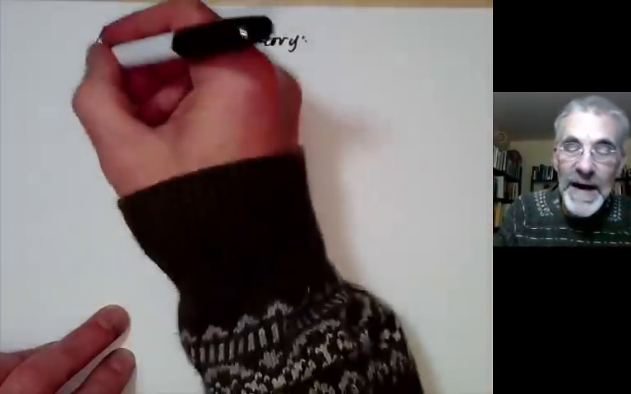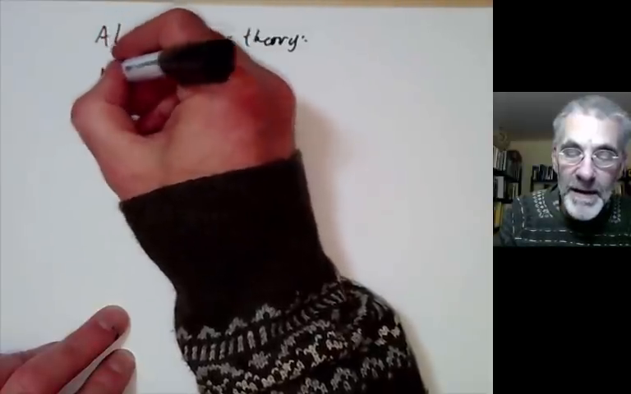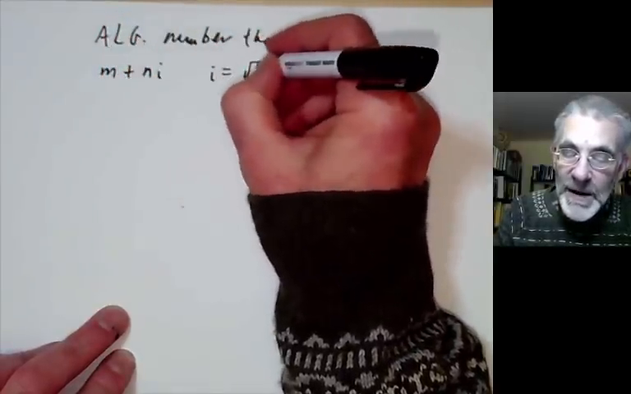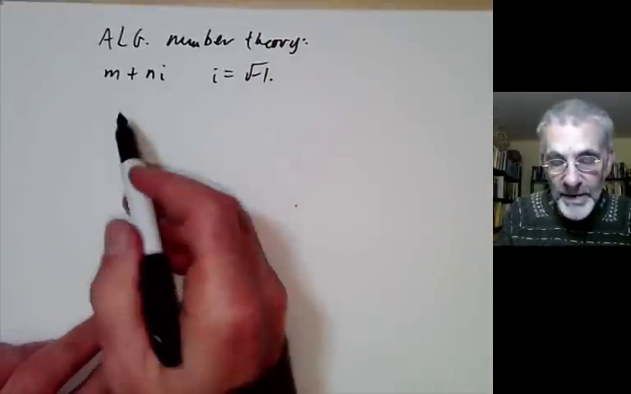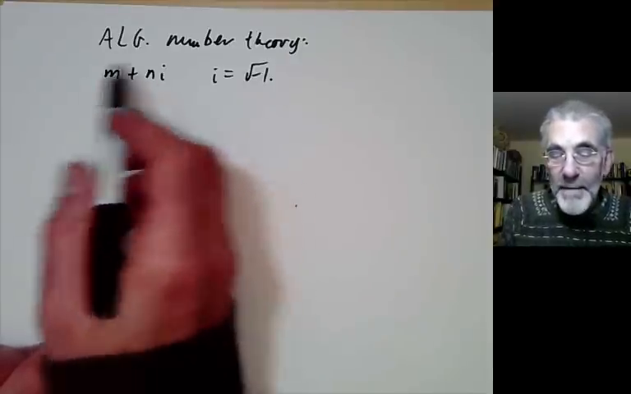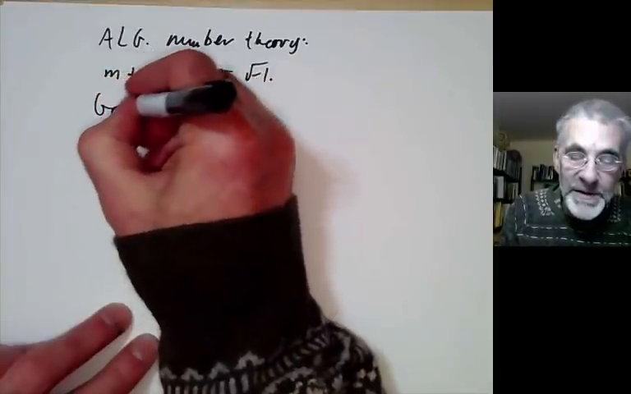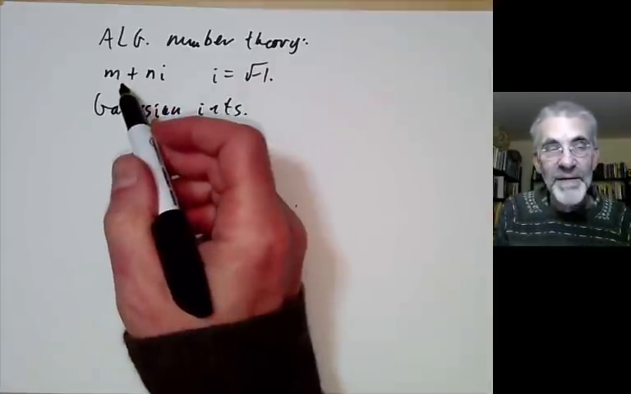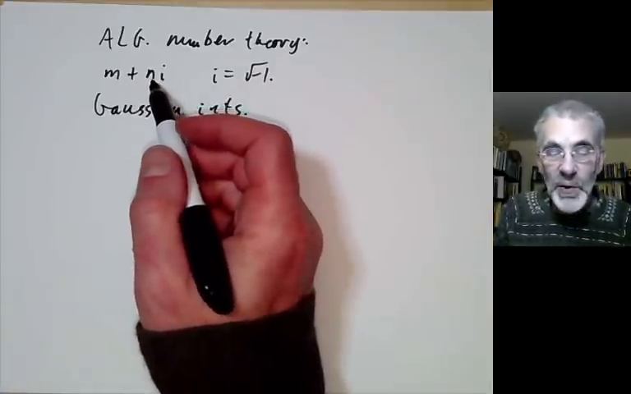So an example of an algebraic number is a number of the form m plus ni, where i is the square root of minus 1. So these are all complex numbers, and these are called the Gaussian integers. And they turn out to behave in a very similar way to ordinary integers.